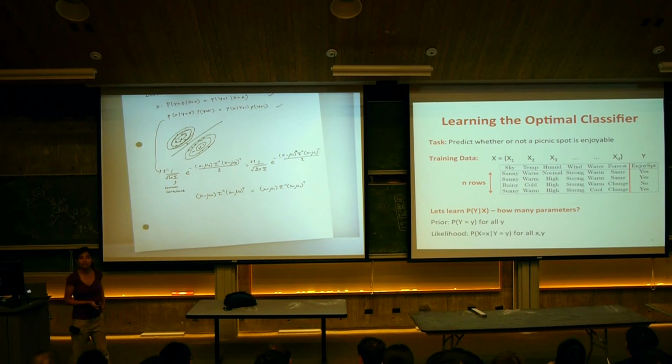What if you have k classes? K minus 1, right? If you have k labels, then you need k minus 1 parameters just to learn the class prior. This is actually usually the easier part.